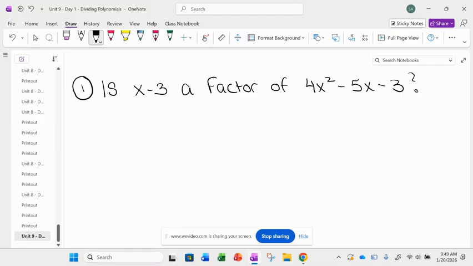Based on our logic that we just discussed, how do we know if something's a factor? It has a remainder of 0. So I'm going to divide these and see what my remainder is going to be. My dividend is going to be 4x squared minus 5x minus 3. And we're going to divide that by the divisor, which is x minus 3.